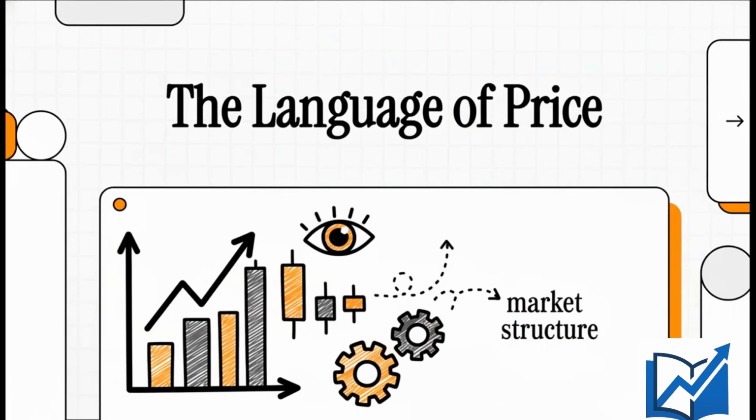All right, let's talk about decoding the secret language of the financial markets. And no, we're not going to be using a bunch of complicated indicators. Instead, we're going to learn how to read the story that price itself is telling us every single second. This story is called market structure. And believe me, it is the key to seeing the market like a pro.